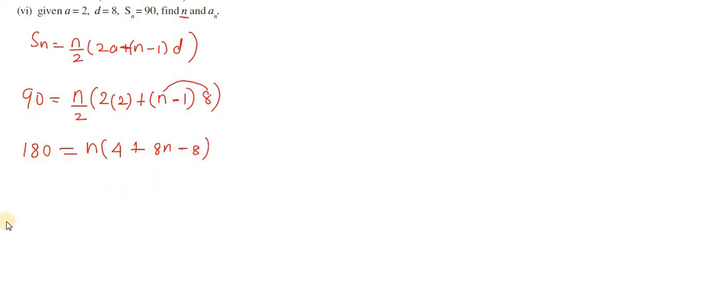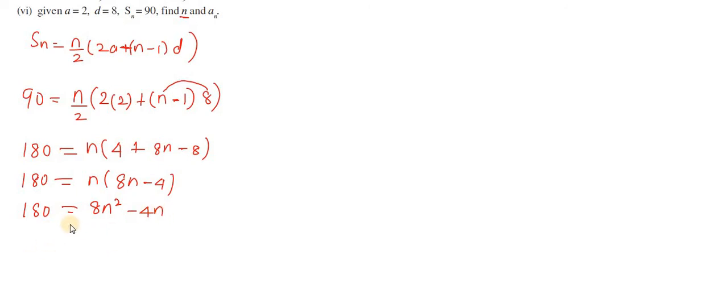Now you can simplify it further. 180 is equal to n into 4, plus, okay, before doing this, first simplify whatever is in the brackets, then it will become easy. In this method also you can do it, but this way we can reduce one step. So here 4 plus 8n minus 8, so minus 4. Now simplify it further. 180 is equal to 8n square minus 4n.